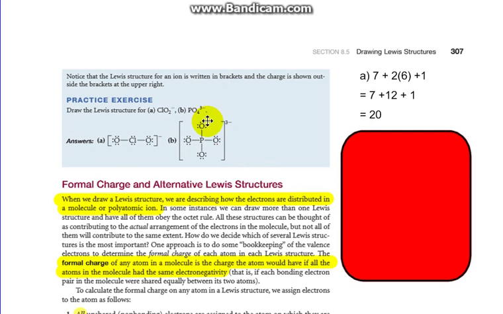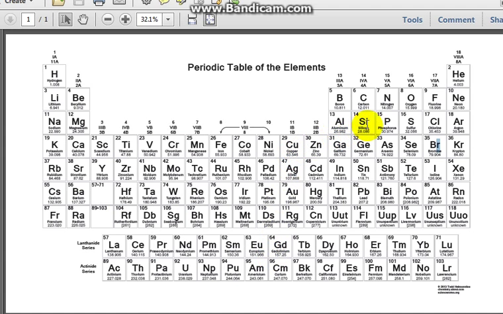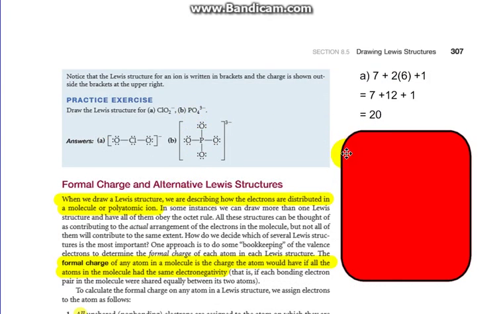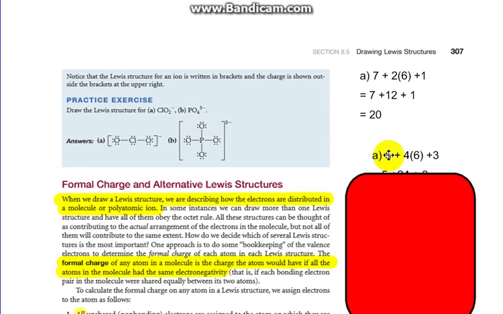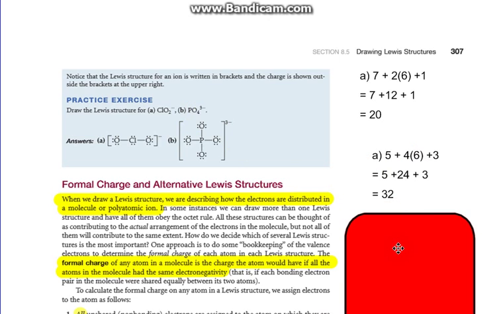If I'm looking at the phosphate, phosphorus is a group 5, and oxygen is a group 6. So I have 1 phosphorus, so 1 at 5. Each oxygen is 6, 4 times 6, and I gain 3 electrons, negative 3, so add 3 electrons on. So you can see there I get a total of 32.